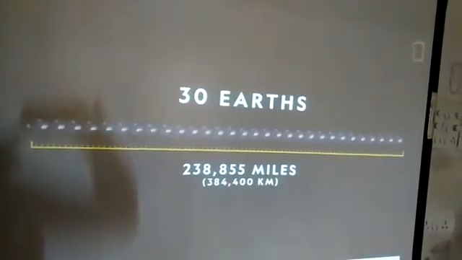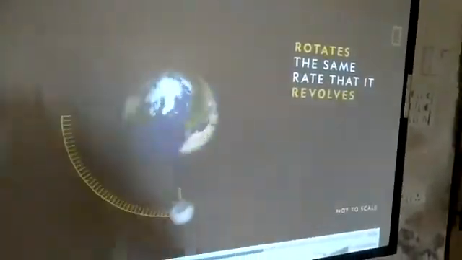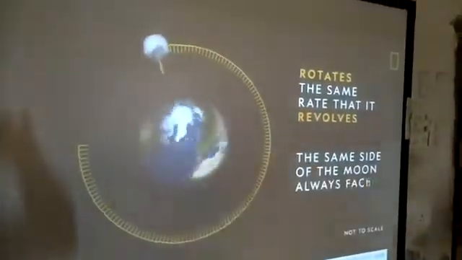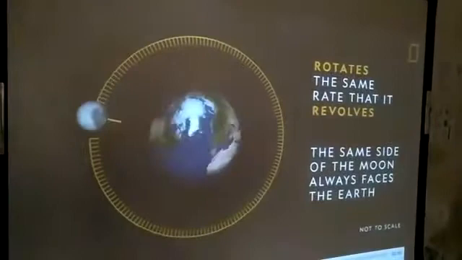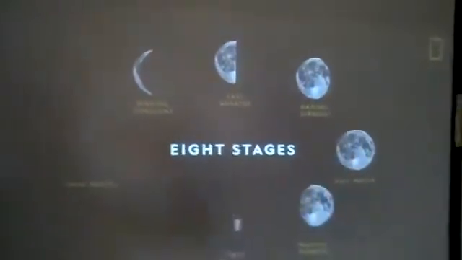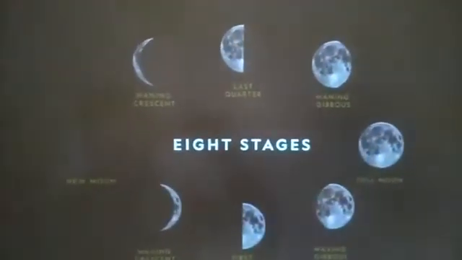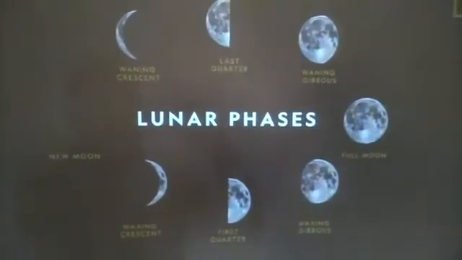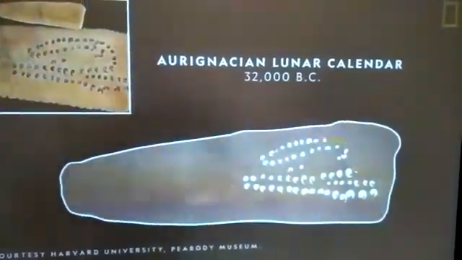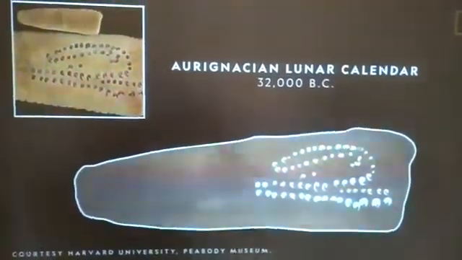The moon orbits our planet at an average distance of 30 Earths. It rotates at the same rate that it revolves. So as it revolves around our planet, the same side of the moon faces the Earth at all times. From the Earth's surface, we can observe 8 distinct, traditionally recognized stages of the moon's illumination. Called lunar phases, they have been observed for thousands of years and even provided the basis for the earliest calendars.